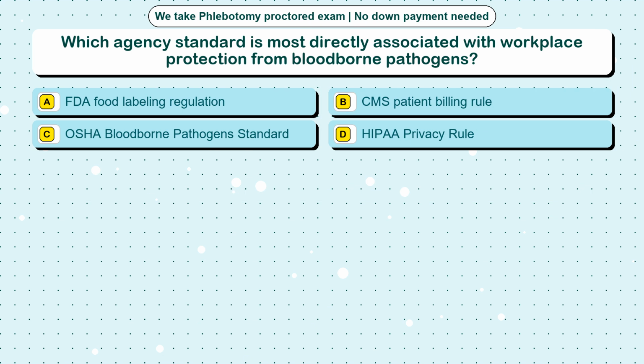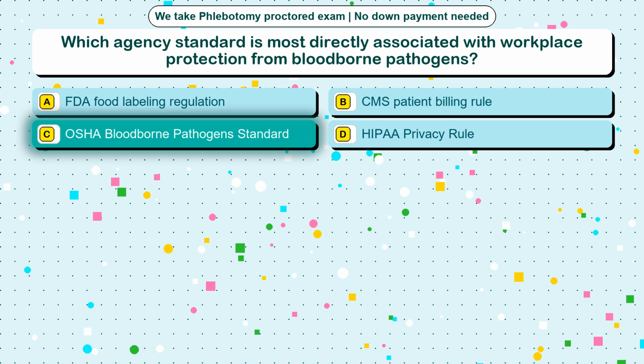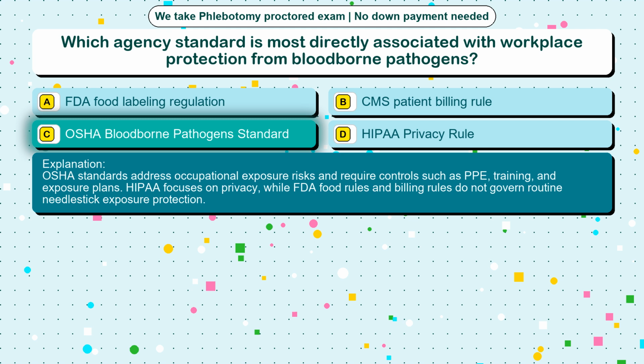Question 73. Which agency standard is most directly associated with workplace protection from bloodborne pathogens? Option A, FDA Food Labeling Regulation. Option B, CMS Patient Billing Rule. Option C, OSHA Bloodborne Pathogens Standard. Option D, HIPAA Privacy Rule. The correct answer is option C, OSHA Bloodborne Pathogens Standard. OSHA standards address occupational exposure risks and require controls such as PPE, training, and exposure plans. HIPAA focuses on privacy, while FDA food rules and billing rules do not govern routine needle stick exposure protection.